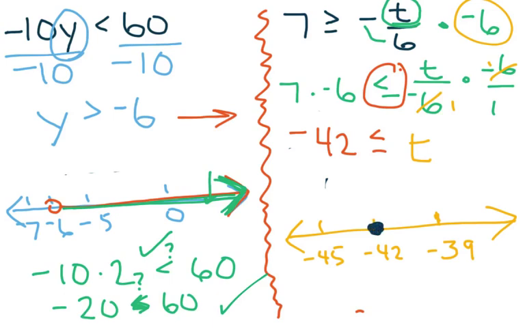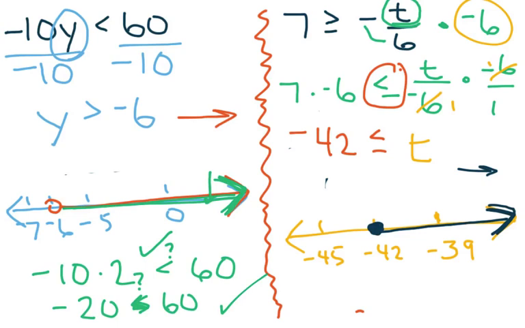Now I got to ask myself, notice that the t is on the other side. t is going to be greater than -42. And so I want this side to be bigger with the t. That means I'm going to be heading to the right direction because the t has to be greater than it.